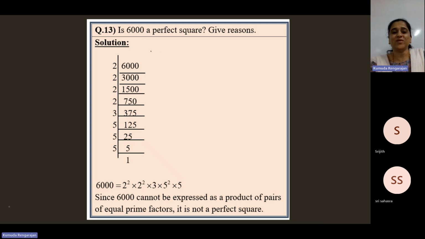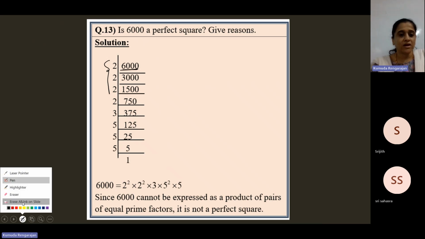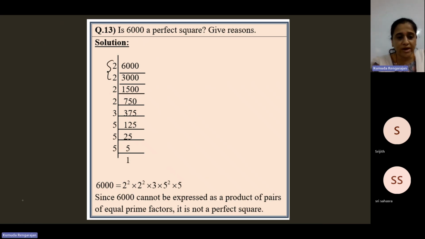Okay, so perform the prime factorization like this. This you know. So what is 6,000 equal to? 6,000 is equal to 2 square into 2 square into 3 into 5 square into 5. Correct?